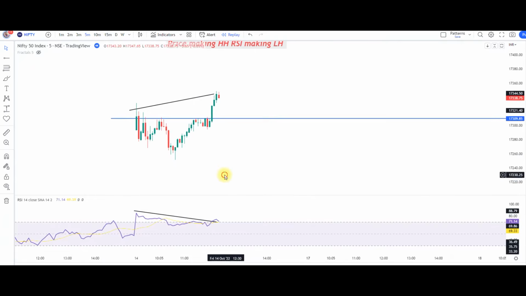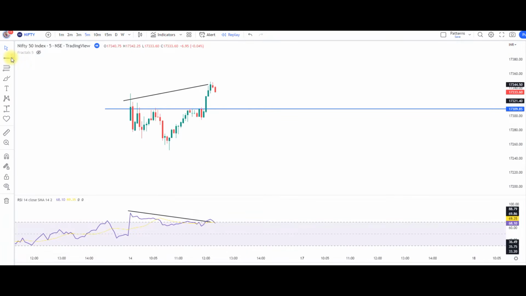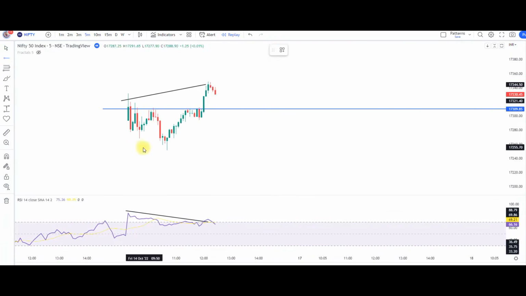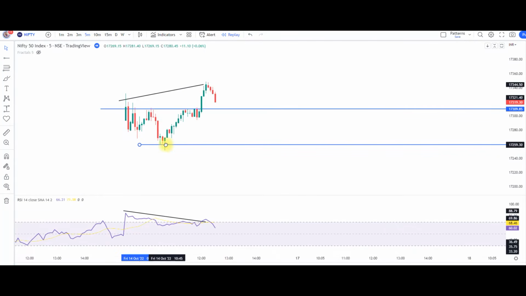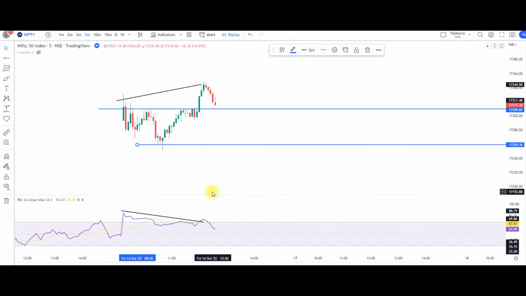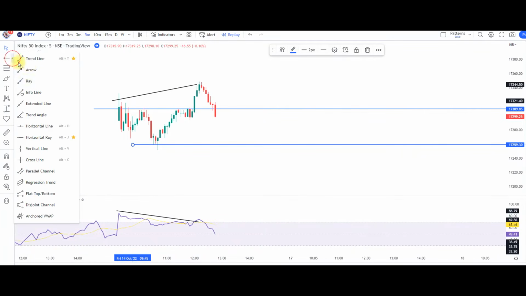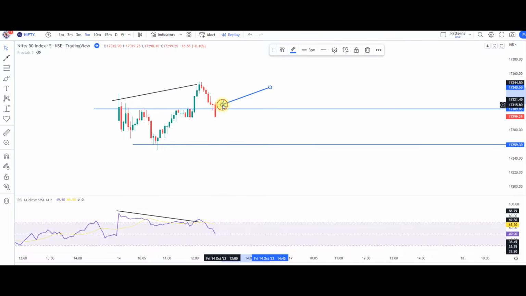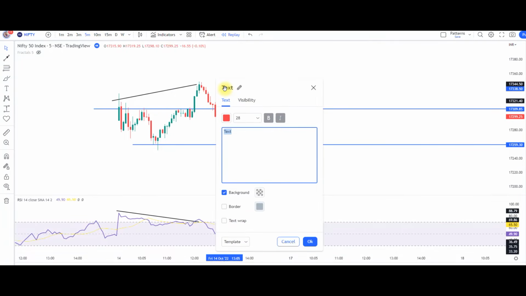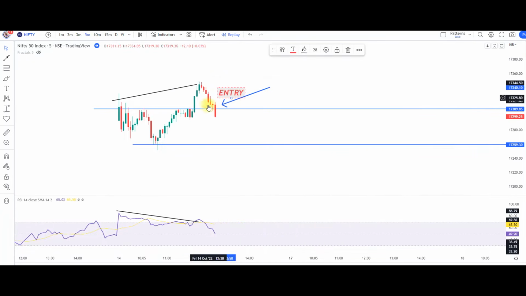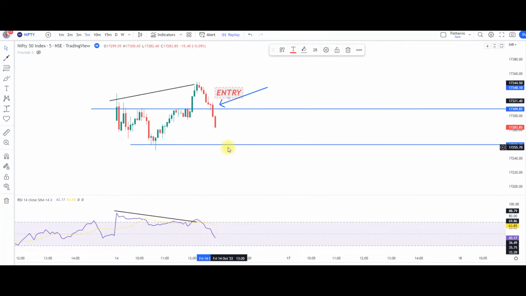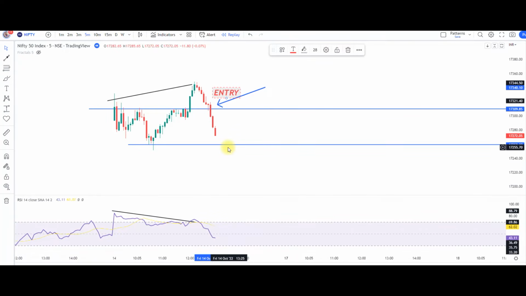So we will see how the trade is going on. We can keep our first target here because here we can see one support is there. So here we got our entry for the short trade. Here is the entry. Okay. Now we'll see whether we got our target or not.